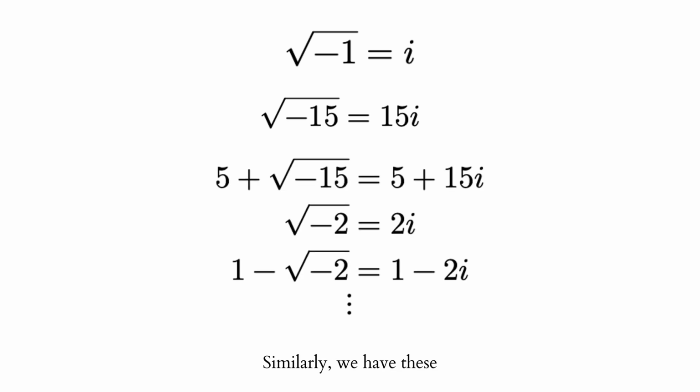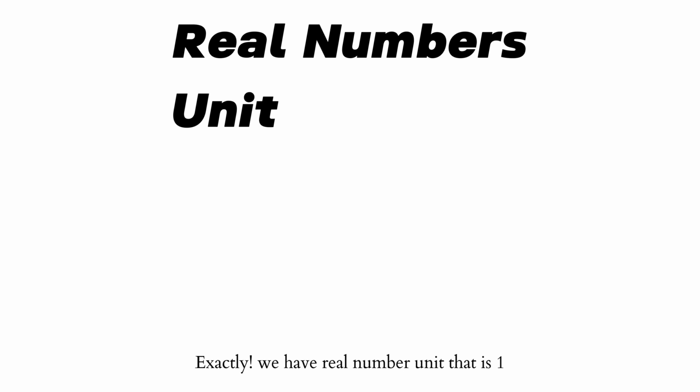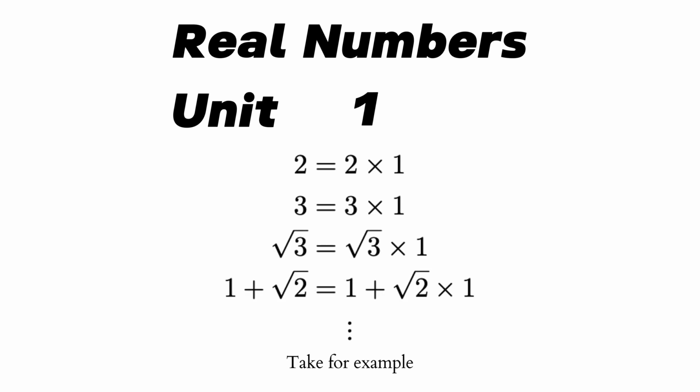Similarly, we have these. You may be familiar with this concept, unit. Let's think about real numbers. Do we also have a unit? Exactly. We have the real number unit, that is 1. Take for example, 2 is 2 times 1. 3 is 3 times 1.